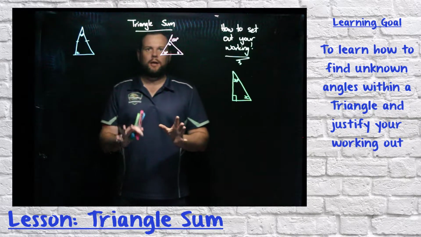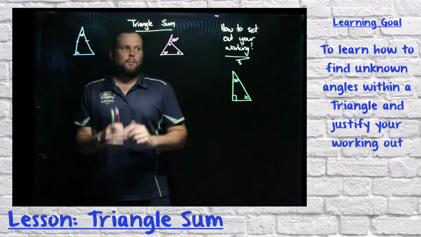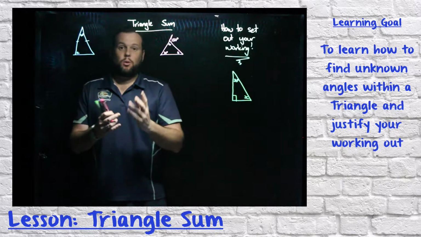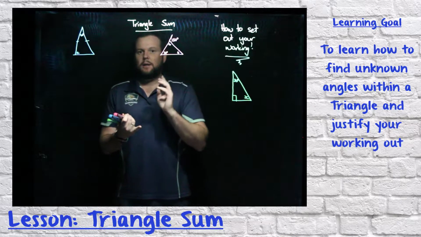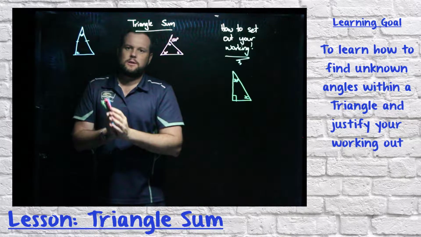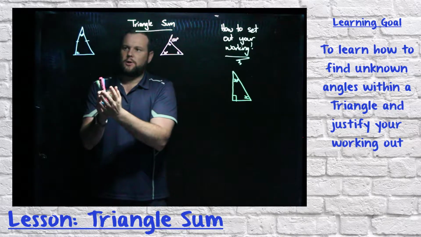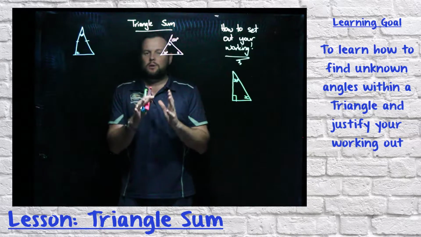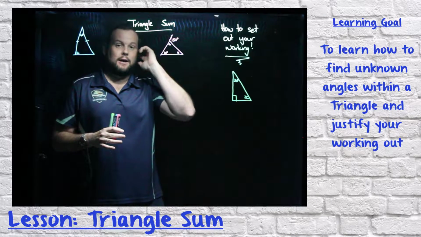Okay, so today what we're looking at is triangle sum. When we're finding out unknown angles within triangles, it's important, number one, to remember about classification of triangles. Because when we've got a triangle like this, that's an isosceles triangle, we need to apply those rules in order to find out what A is going to equal. But it's also really important that we're setting out our working properly.